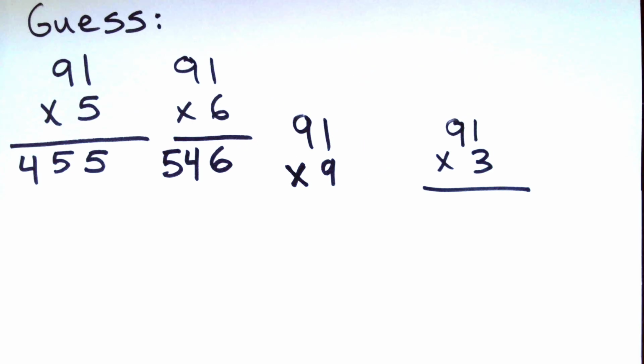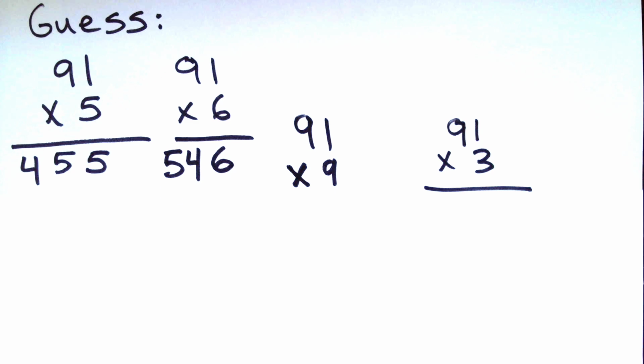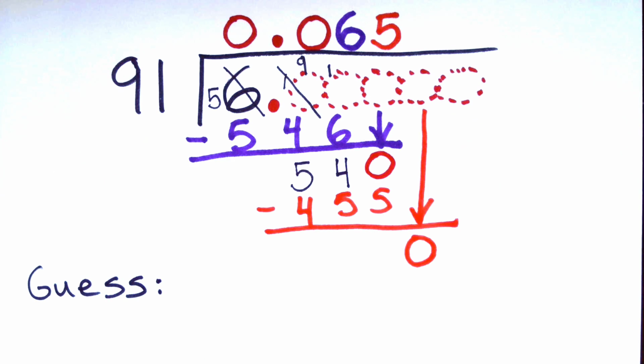Okay, so remember our guess and checks I showed you just a few moments ago. The value 1 lower than 6 is 5. 91 times 5 was 455. So since 546 is larger than my target of 540, I have to use 91 times 5, which is 455. Okay, so 91 times 5 is 455. And I'm going to subtract that from my target of 540, right?